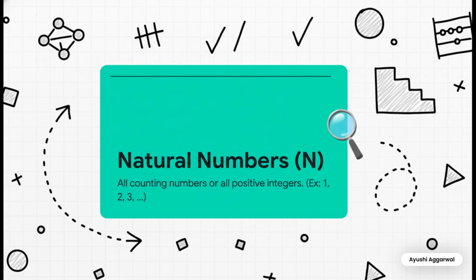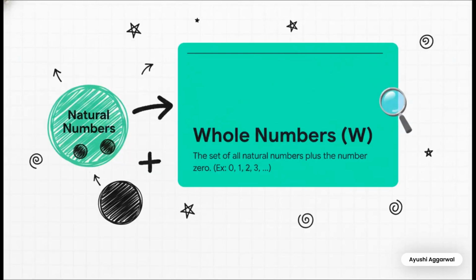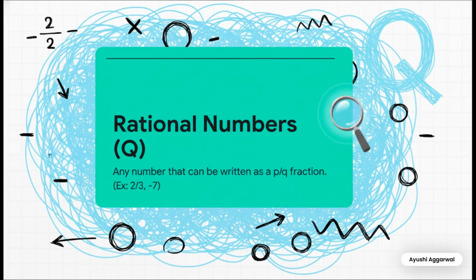It's that simple. Okay, but just think about this for a second. What happens if we invite 0 to join this family of counting numbers? Does the family get a new name? Absolutely. The moment we add 0 to our natural numbers, the 1, 2, 3, and so on, we get a whole new set, and we call these whole numbers. So what this means is that all natural numbers are whole numbers, but not all whole numbers are natural. And who's the reason for that? Just one number, 0.